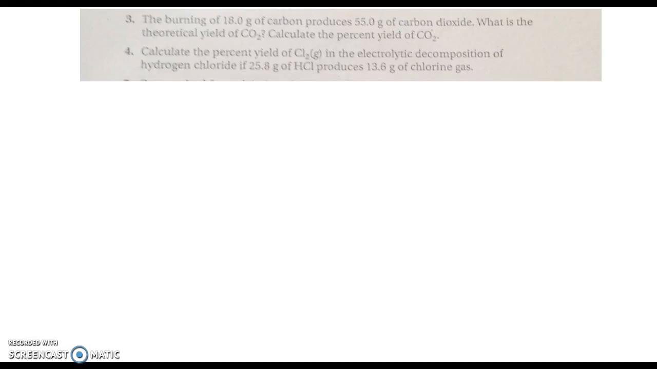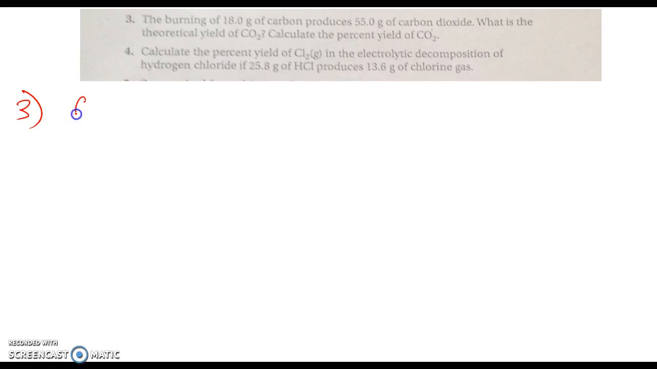Here is the third video going through stoichiometry, limiting reagent, or limited reactant, theoretical yield, and percentage yield. So number 3, the burning of 18.0 grams of carbon produces so much carbon dioxide. What is the theoretical yield? And calculate the percent yield.